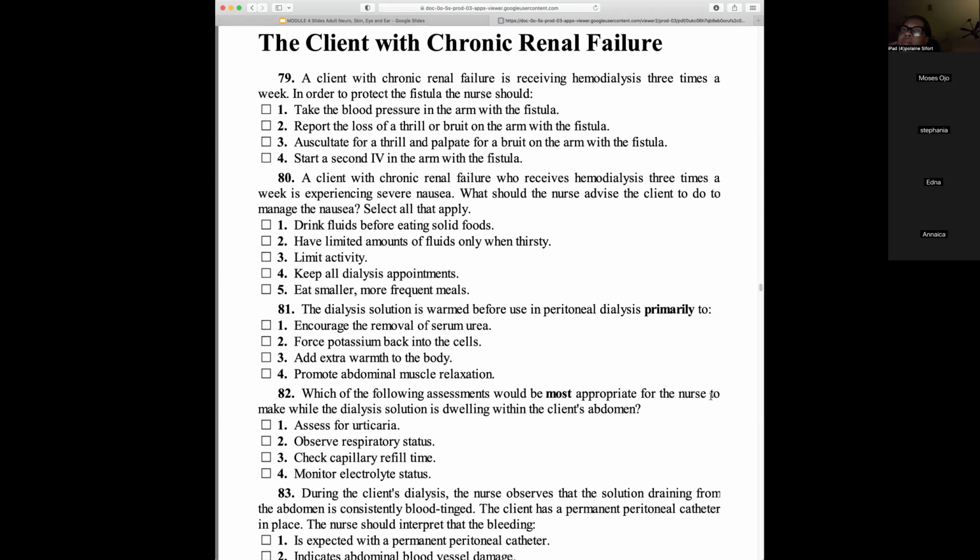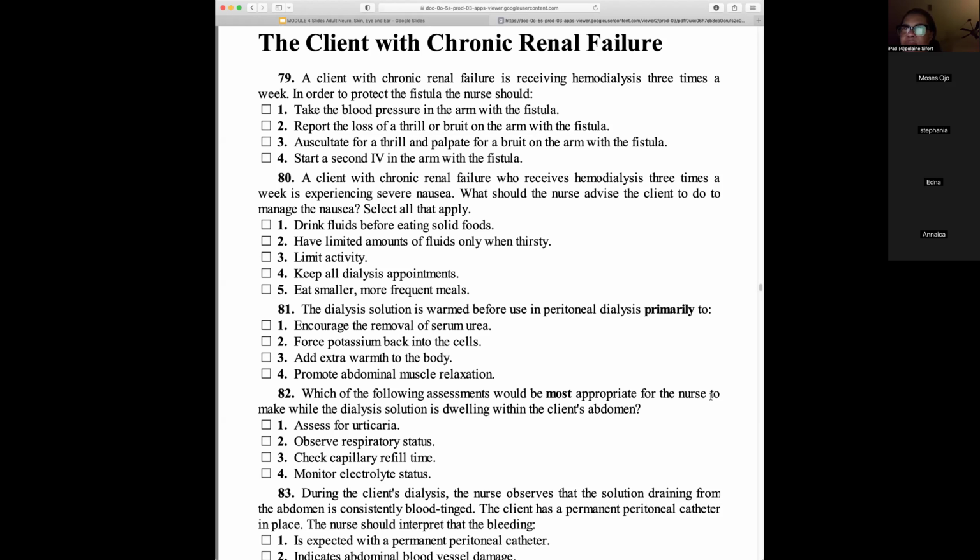A client with chronic renal failure is receiving hemodialysis 3 times a week. In order to protect the fistula, the nurse should: 1, take the blood pressure in the arm with the fistula; 2, report the loss of a thrill or bruit on the arm with the fistula; 3, auscultate for a thrill and palpate for a bruit on the arm with the fistula; 4, start a second IV in the arm with the fistula.